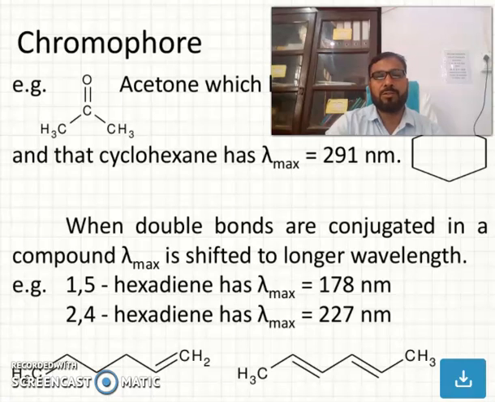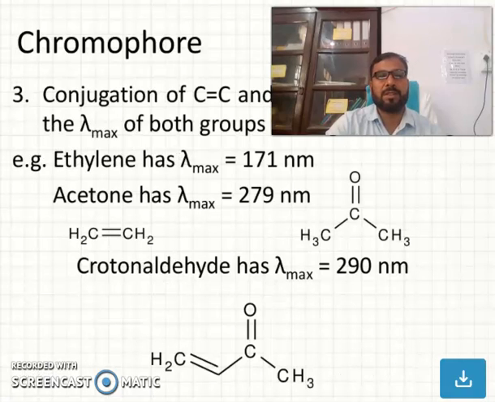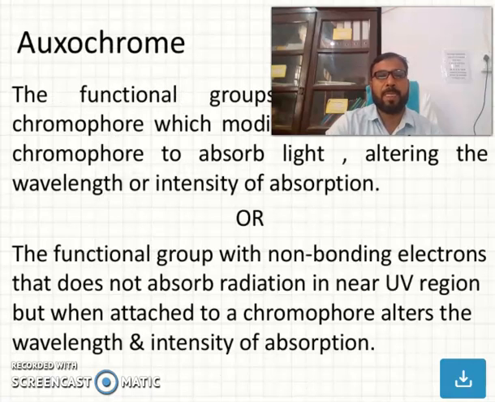When the double bonds are conjugated in a compound, lambda max is shifted to longer wavelength. 1,5-hexadiene has lambda max 178 nanometer. 2,4-hexadiene has lambda max 227 nanometers. You can see the examples here. So, conjugation of carbon-carbon double bond and carbonyl groups shifts the lambda max of both groups to longer wavelength. Ethylene has lambda max 170 nanometer, acetone has lambda max 279 nanometer, crotonaldehyde lambda max 290 nanometer.